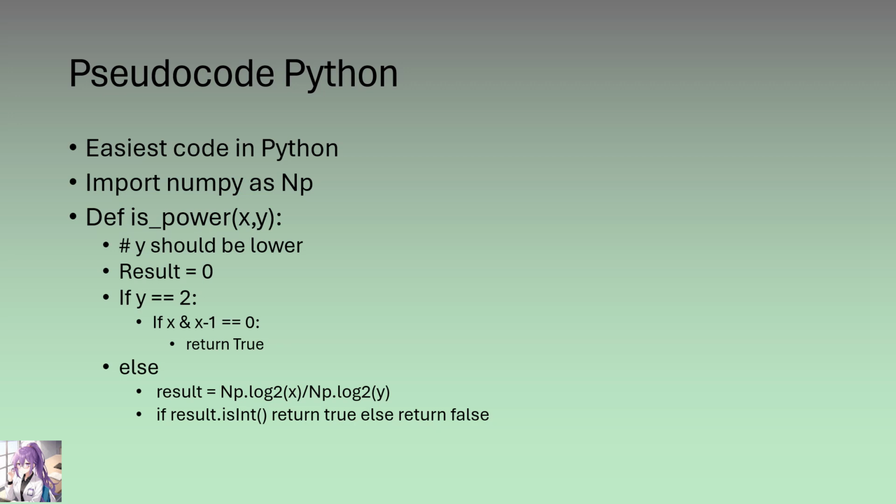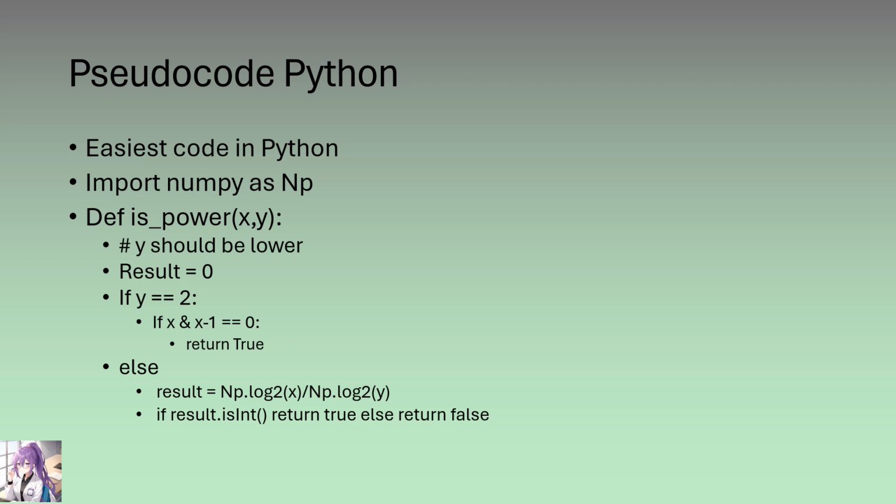We're going to start by importing NumPy as np. Then we're going to define the isPower function, and we're going to pass the variables x, y into it. Remember that y should be lower. Then we're going to assign the value of 0 to the result variable.